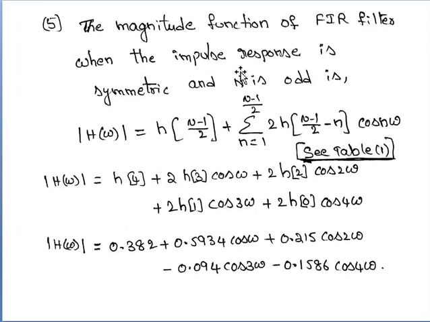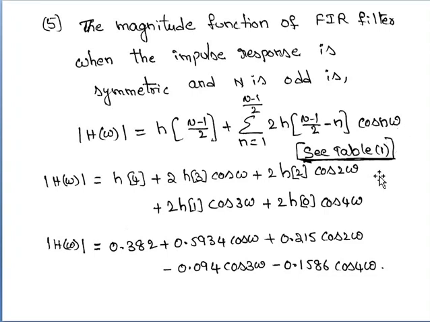So now, coming to the magnitude function, mod of h of omega, see the table 1 for the impulse response symmetric and n is odd case. What is the magnitude function? H of n minus 1 by 2 plus summation n is equal to 1 to n minus 1 by 2, 2 into h of n minus 1 by 2 minus n cos n omega.